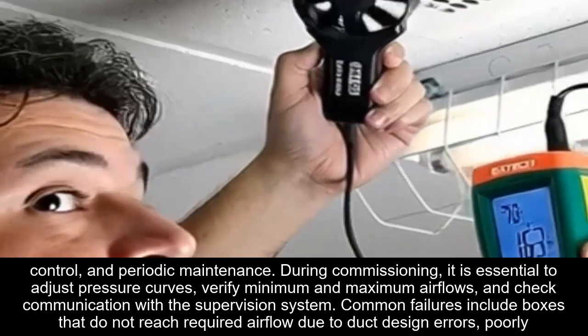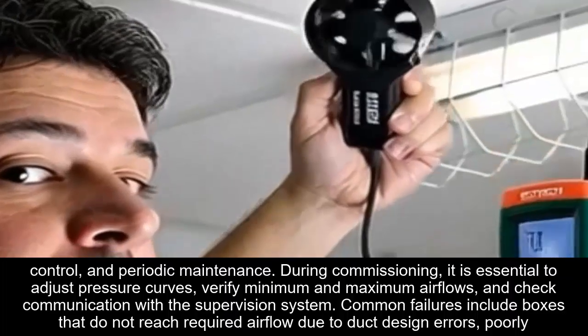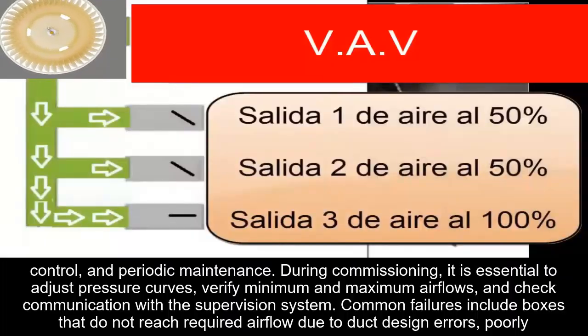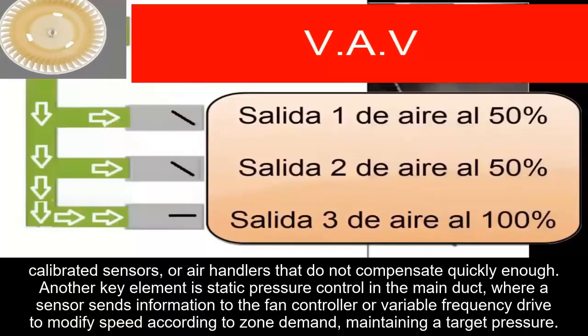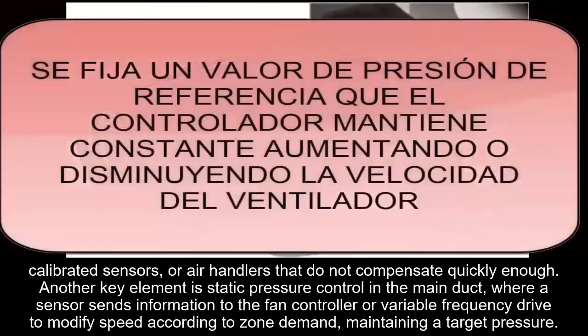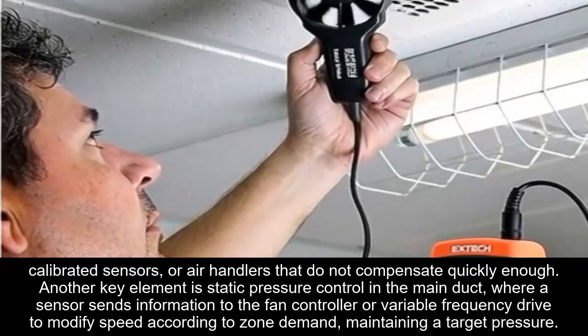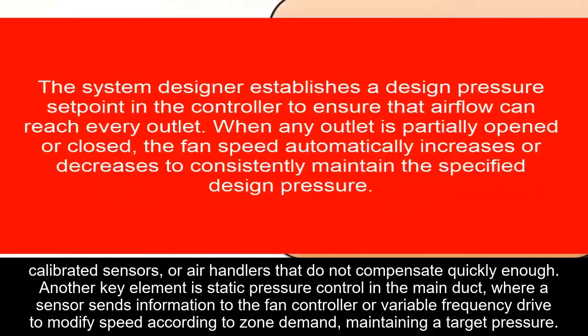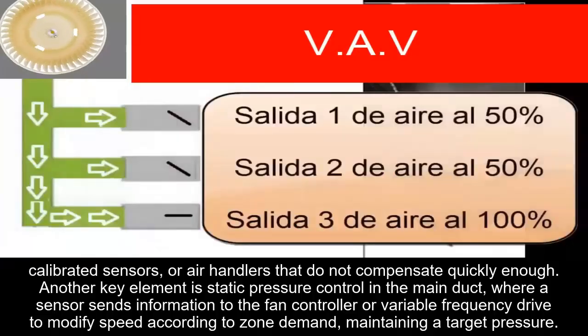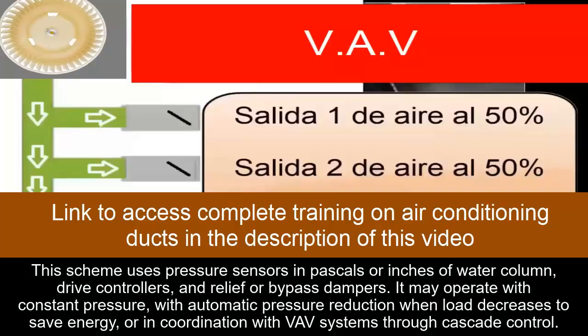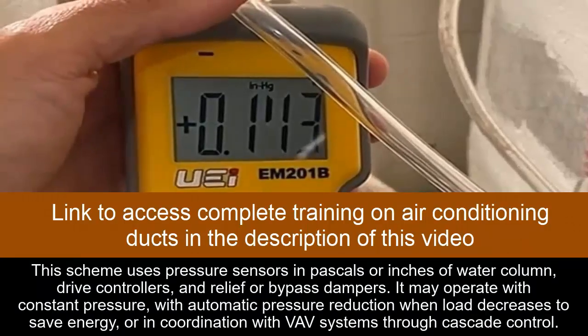During commissioning, it is necessary to adjust pressure curves, verify minimum and maximum airflows, and check communication with the supervision system. Common failures include boxes that do not reach required airflow due to duct design errors, poorly calibrated sensors, or air handlers that do not compensate quickly enough. Another key element is static pressure control in the main duct, where a sensor sends information to the fan controller or variable frequency drive to modify speed according to zone demand, maintaining a target pressure.